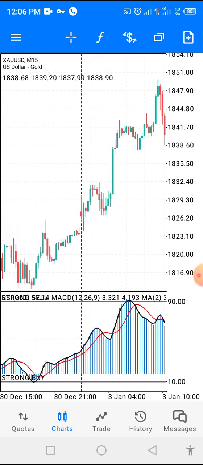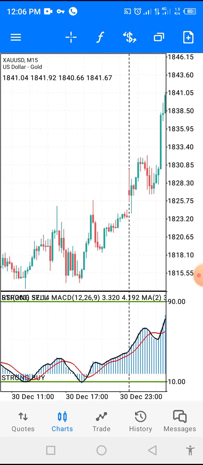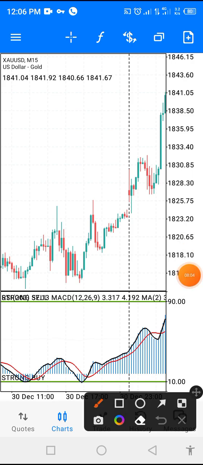For the sell too, always remember the moving average must cross over the MACD at the bottom, below, at the 10 level. The moving average must cross over the MACD below the level. So you have to be patient. This market is all about patience. You have to be patient and watch the market so as to get your perfect signal.